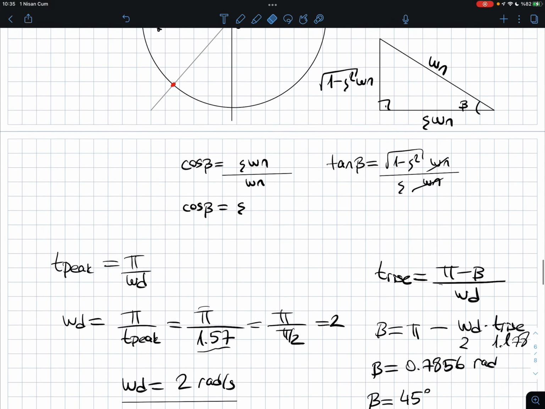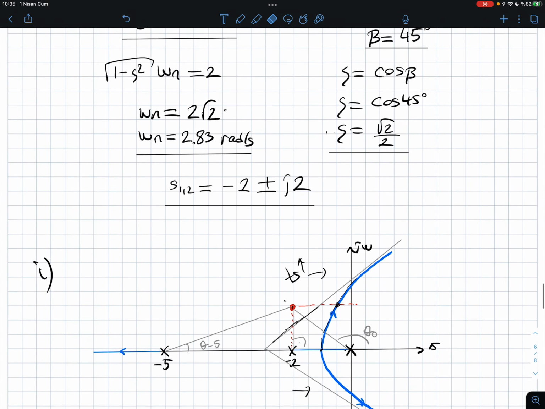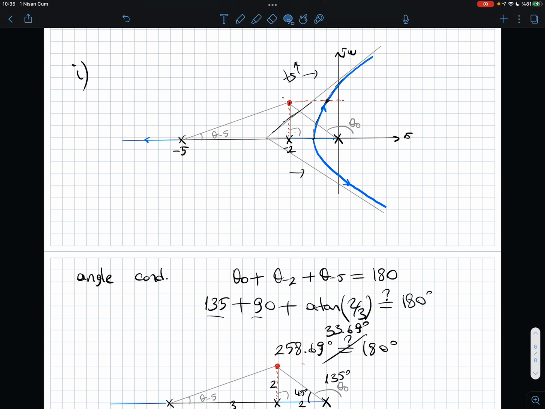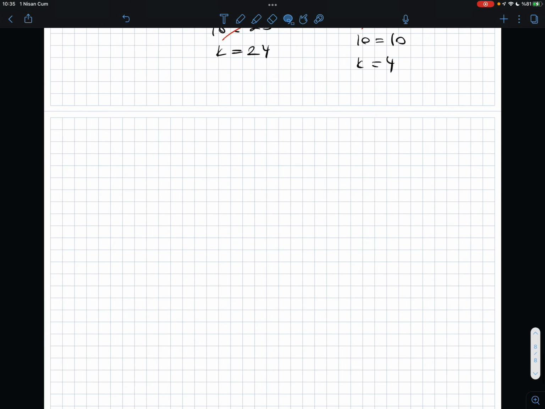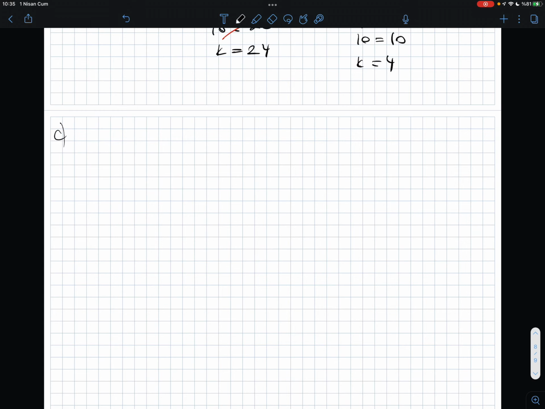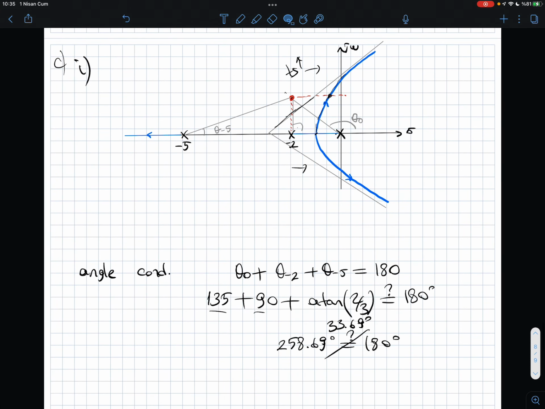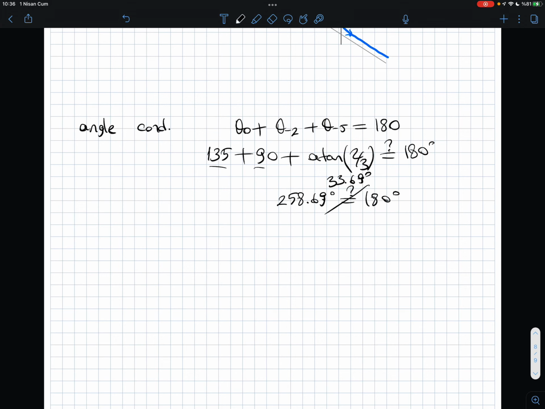So let's start with the root locus here. And from the angle condition, where is it? So this was stability, this was that, and here we had the angle condition. So let me copy this part here. So now we are looking for C here. Now, let's focus on the angle condition. Here, the problem is that we have a value of 258 degrees, which is too much.